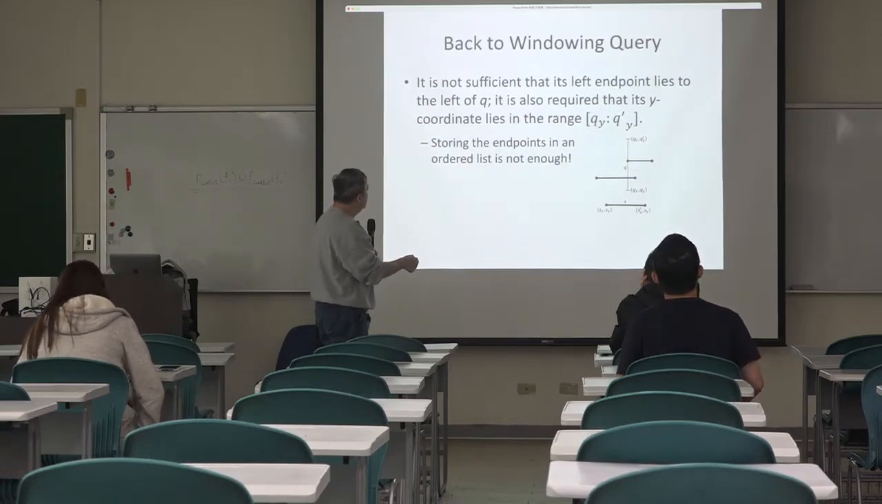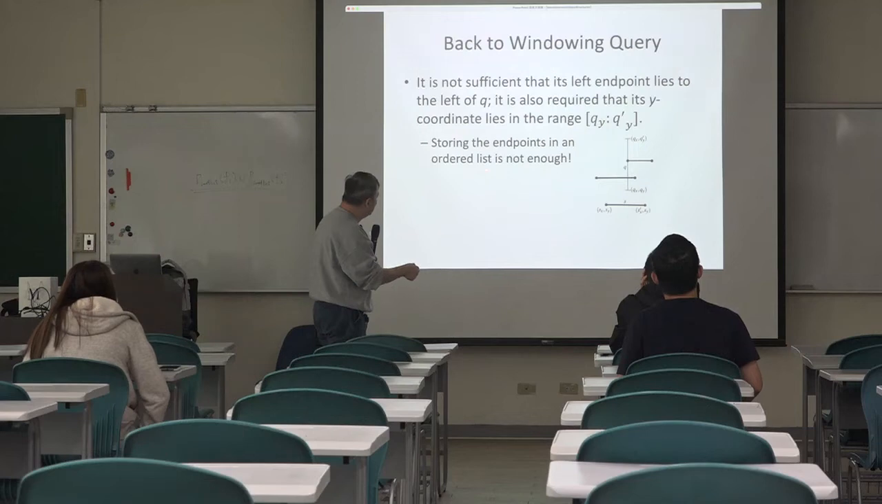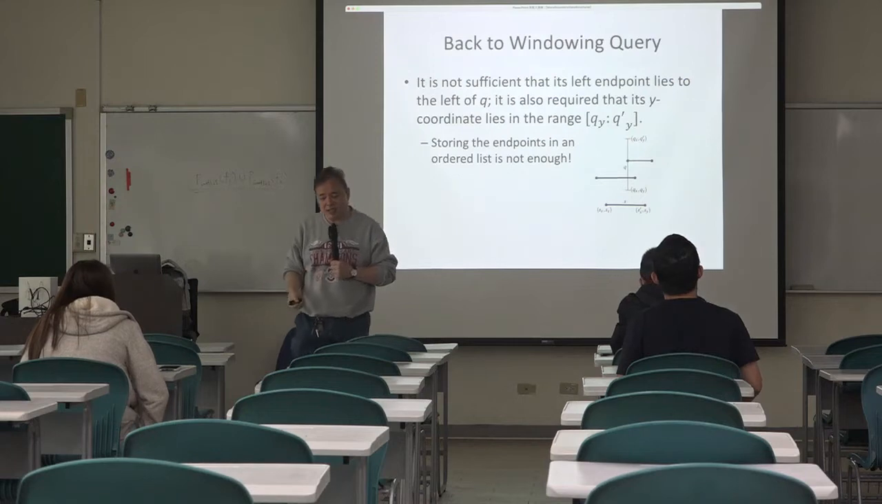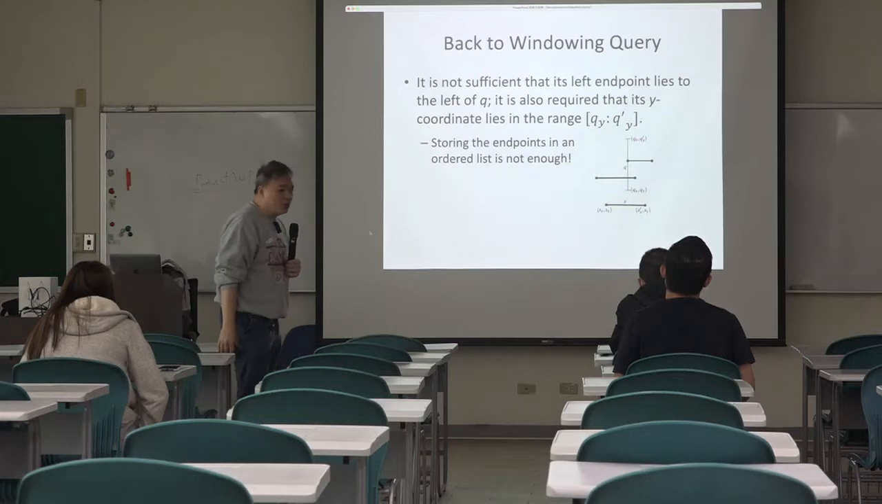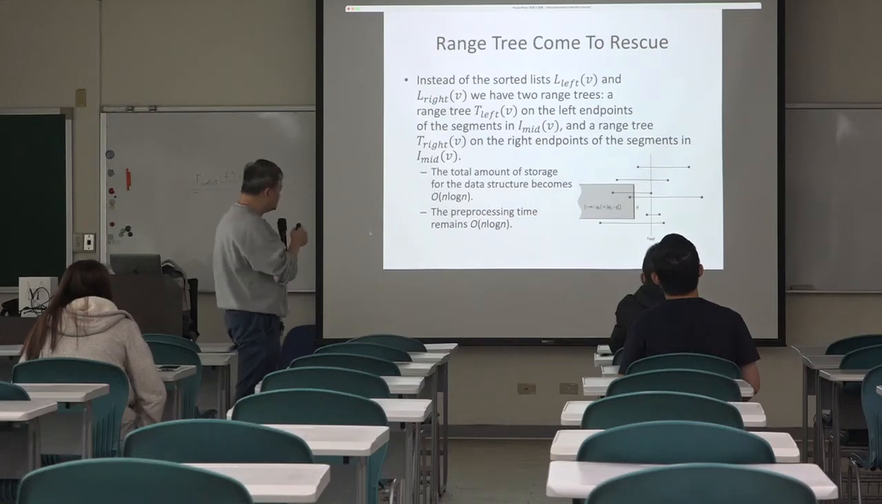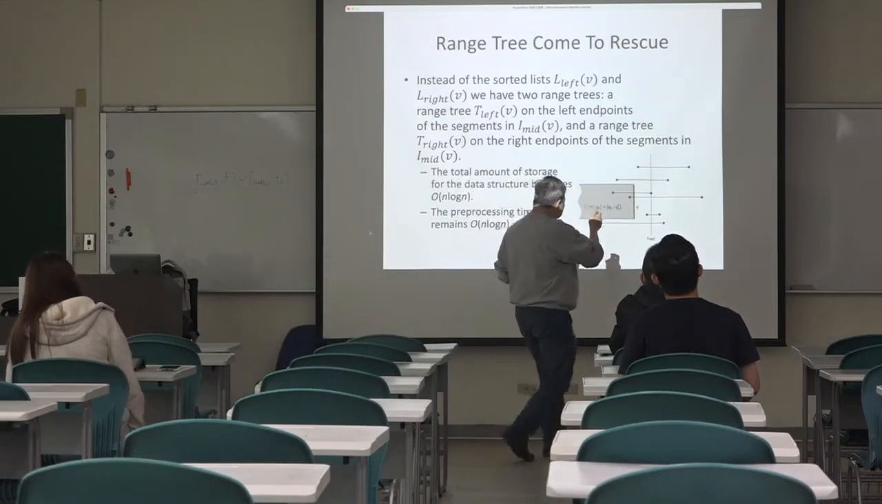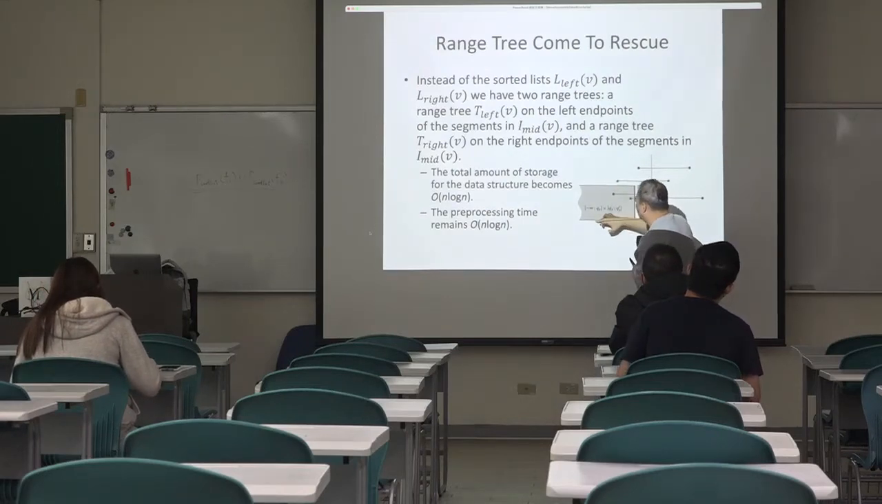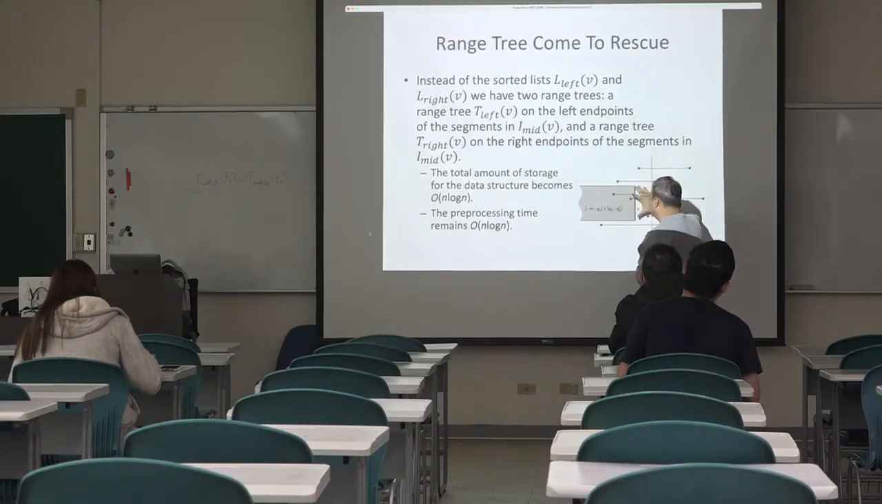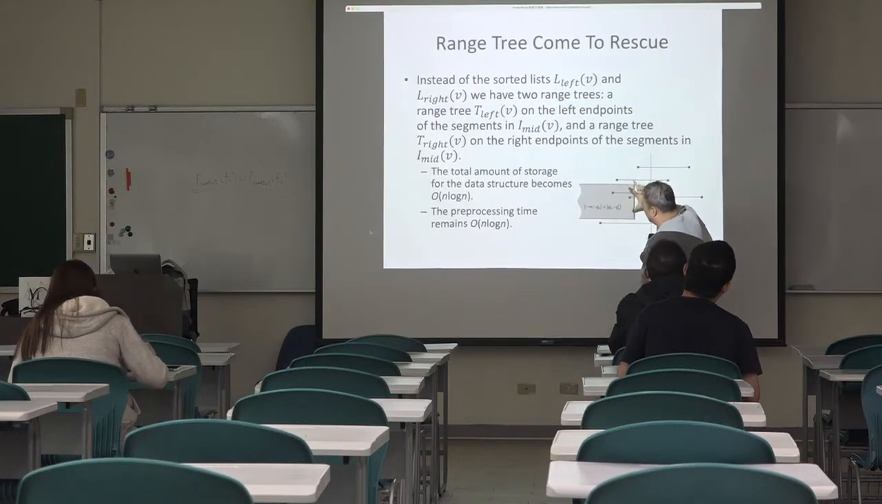So we need to store the endpoints in the ordered list. Originally we stored the endpoints in the ordered list, but it's not enough. When I say it's not enough, I mean it's not enough for the window query. So what do we do? What we need to consider is something like this. It's an arbitrary x coordinate value, that's correct, but we have a range of y coordinates.